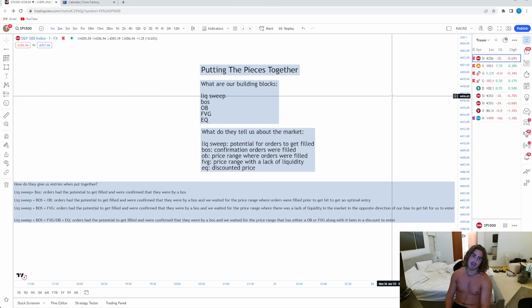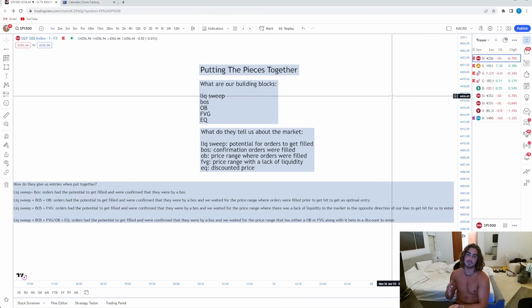So what does this combine? Orders that had the potential to get filled, confirmed that they were filled by the break of structure, and then we wait for the price range where there was a lack of liquidity within the market in the opposite direction of our bias, right? So if we're bullish and we see a bullish fair value gap get filled, that means there is a lack of liquidity to the downside within that price range, right? Which is against our bias, and we're waiting for that price range to get hit and a reaction off of it, or just for it to get hit for us to enter.